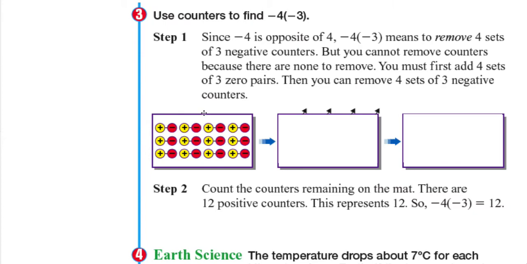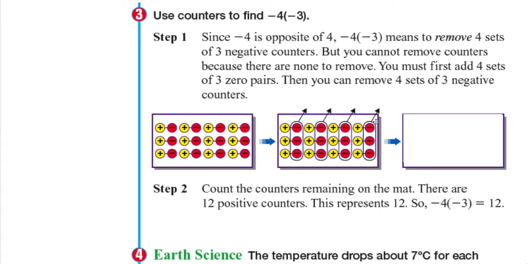So again, we add 4 sets of 3 zero pairs. Then now we can remove 4 sets of 3 negative counters. 1, 2, 3, 4, just like this one. If we remove 4 sets of 3 negative counters, we end up with this number of positive counters remaining on the mat. There are 12 positive counters remaining. So this represents 12. Negative 4 multiplied by negative 3 is actually equal to 12.